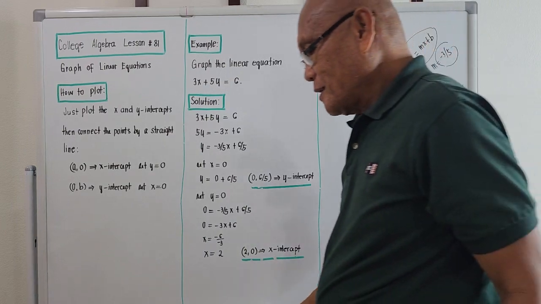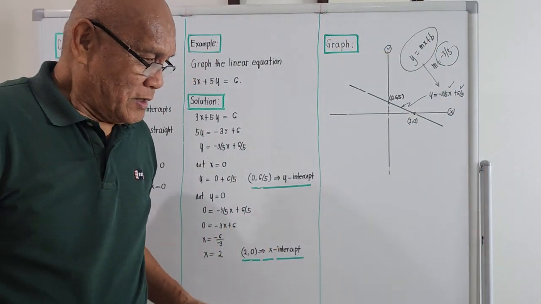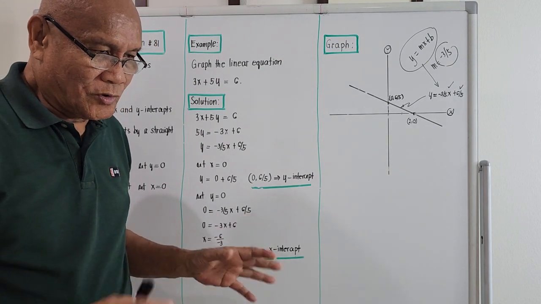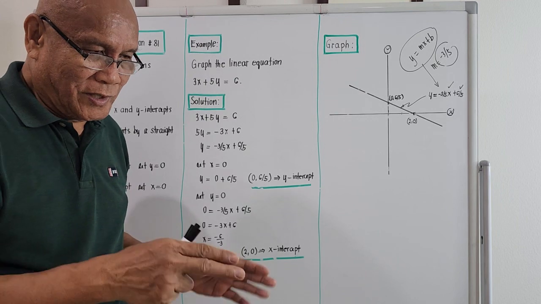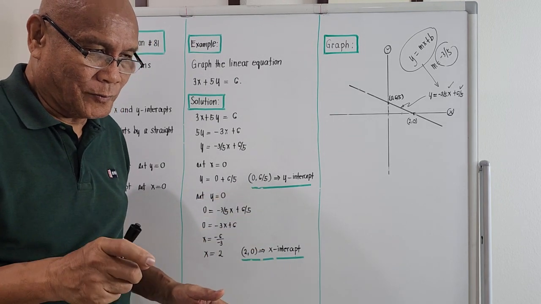Okay, that's it guys. That's the way to plot a graph of a linear equation. What is only needed is the x and y intercept. Plot those 2 points there. You get a straight edge, you connect it, and that will be the graph of the straight line.